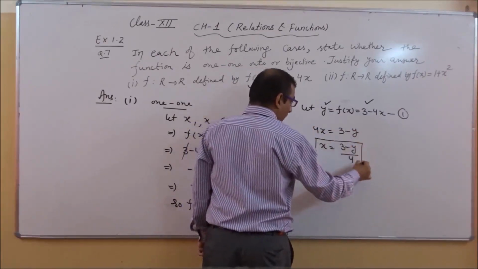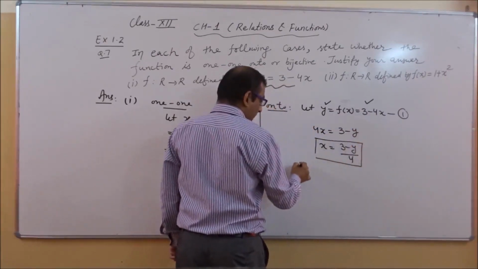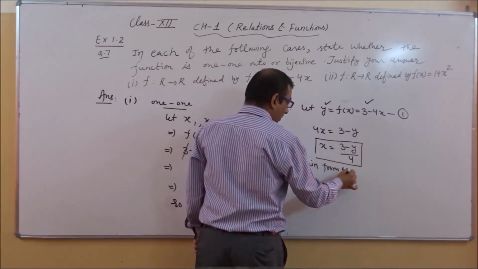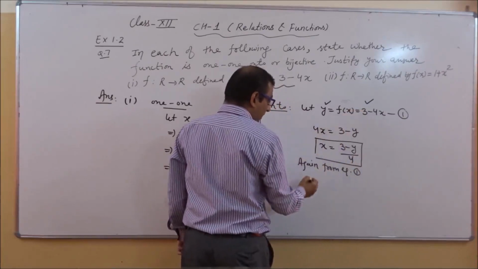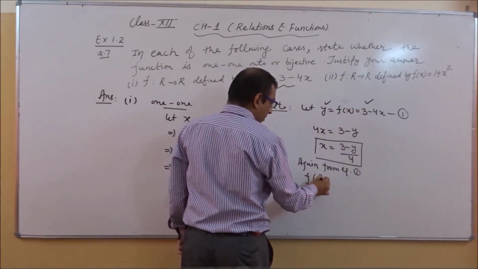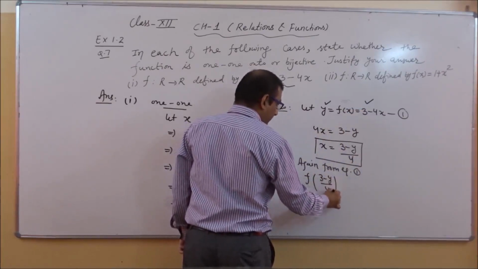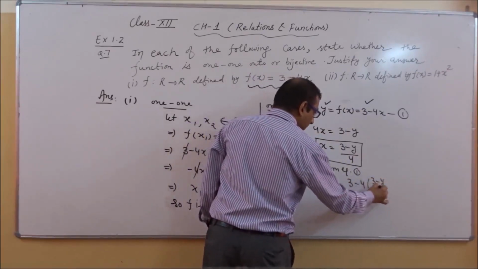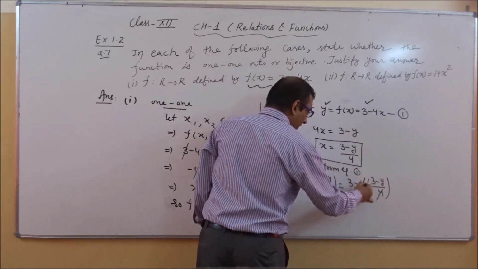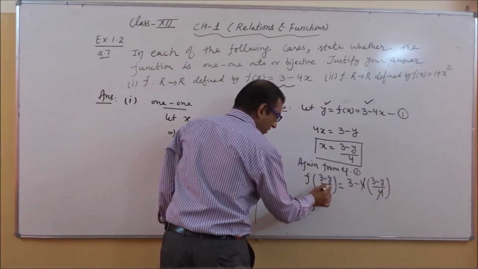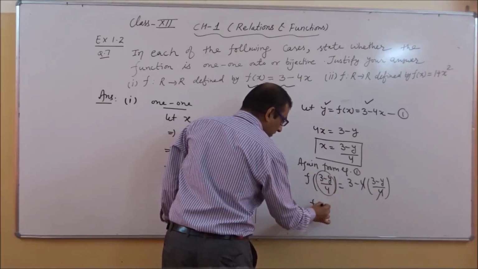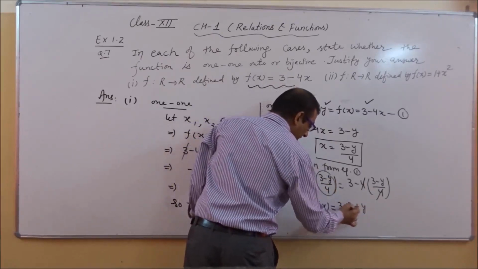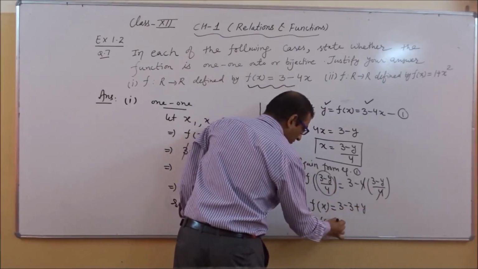We will put the value of x again in equation number first. When we put it here, what will we get? It can be written as 3 minus 4 times the value of x, and when we solve it, this is related with x, and this is 3 minus 3 plus y. It means we will get f(x) equals y.